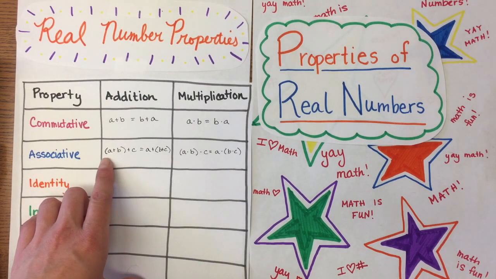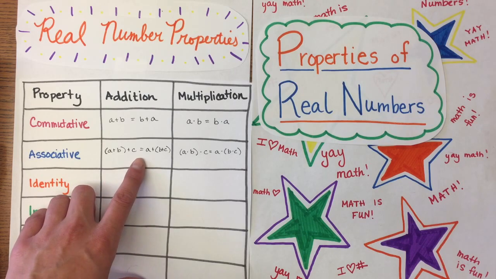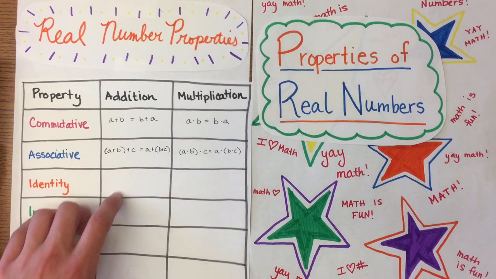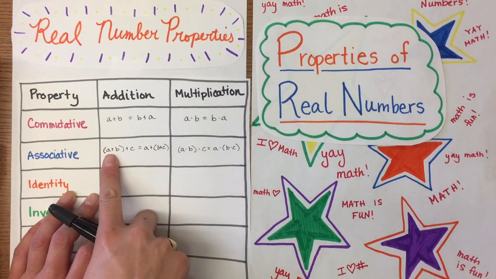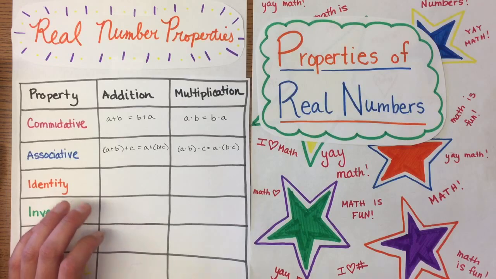You'll notice that the order does not change for the variables. They do not move or change position. The only thing that changes in the associative property is the grouping. On the left-hand side, A plus B is grouped, and on the right side, B plus C is grouped.